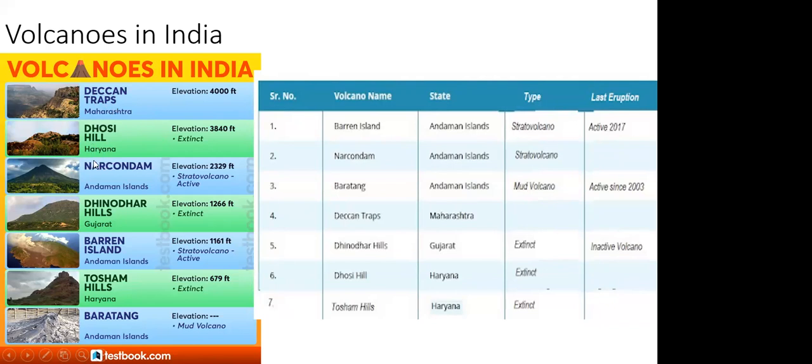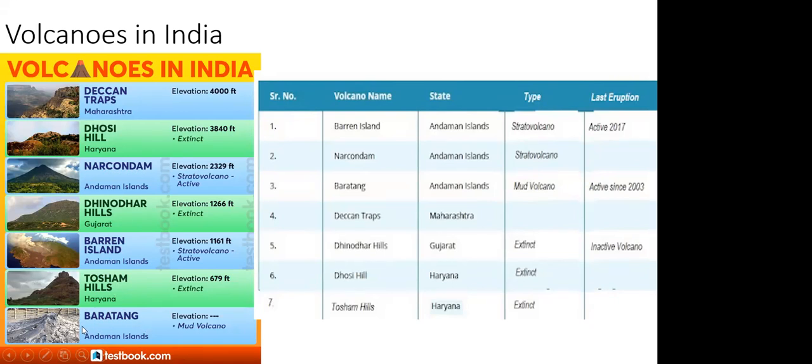Then Dosi Hill, that is in Haryana, whose elevation is 3,840 feet. Then Narkondam is in Andaman Island. And then Dinodhar Hills, Gujarat. Then Barren Island, that is also in Andaman Island. And then Tosam Hills, that is in Haryana. These are the pictures of these mountains, these hills.